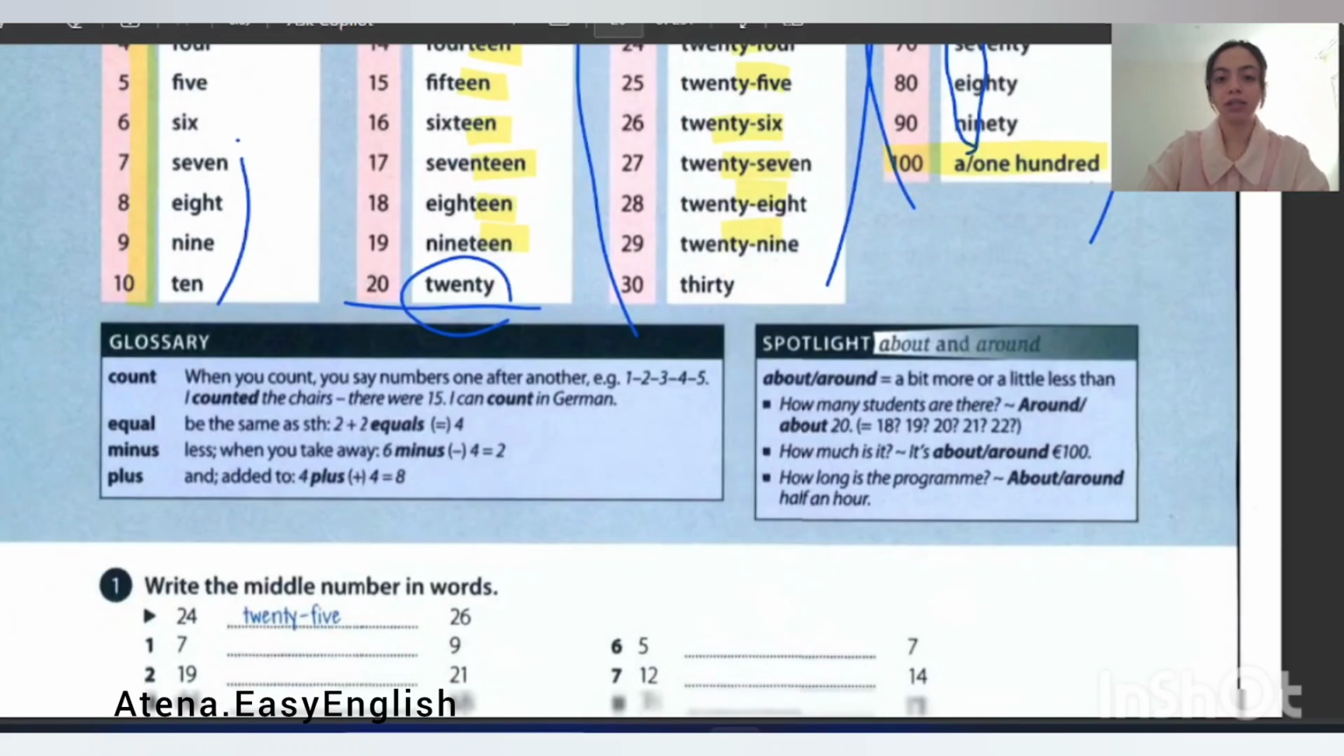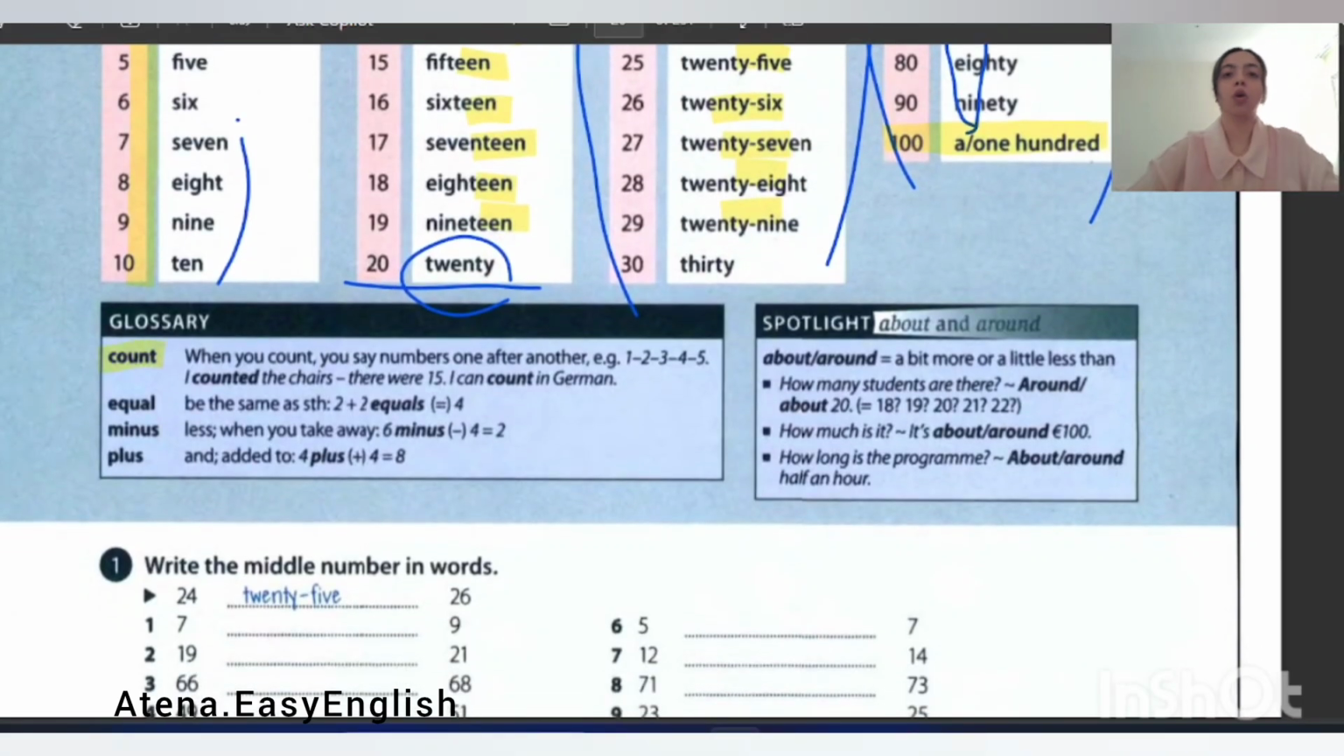So let's look at the glossary here. Count. Count is a verb. When you count, you say numbers one after another. So when you count from 1 to 4, you just say 1, 2, 3, 4. This is counting. And look at the example. I counted the chairs. The past form is counted. I counted the chairs. 1, 2, 3, 4. I can count in German. When you know the numbers in another language, you can say, I can count in French, in German.